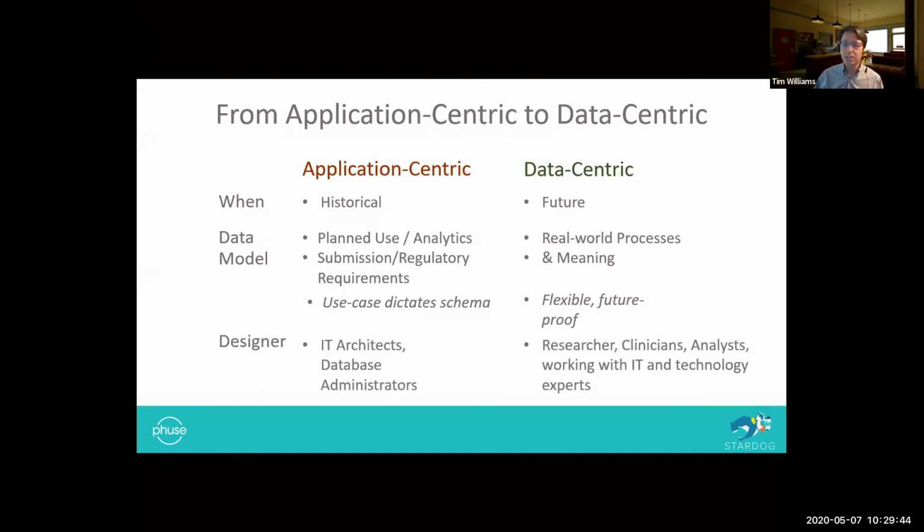Who are the designers in this future? In the past, we relied on IT architects and database administrators. When we start modeling processes and inserting meaningful semantics into the data, this team must expand to include the researchers, clinicians, analysts, all who work in close collaboration with IT and technology experts.